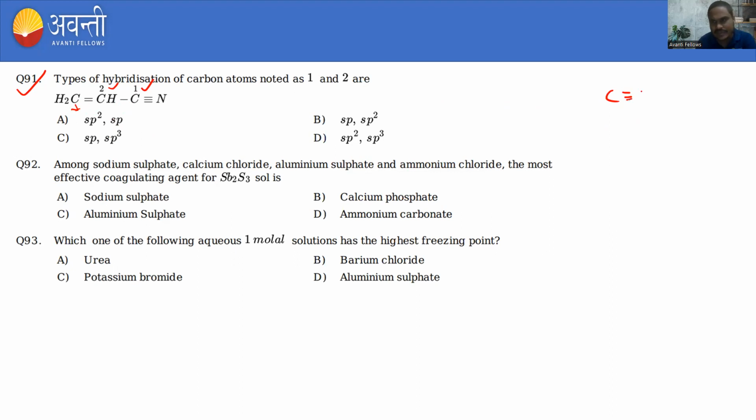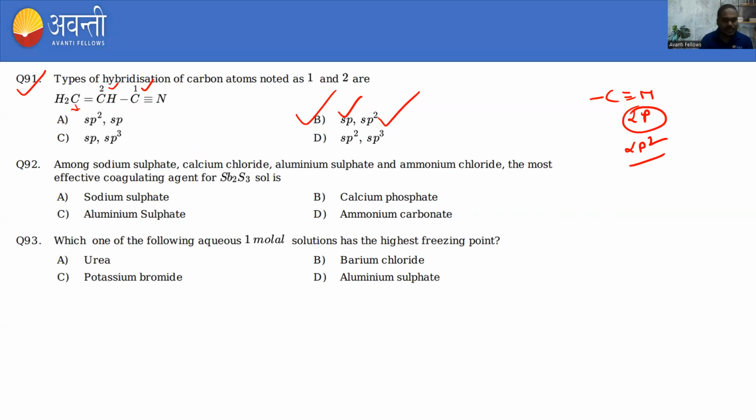So in 1 we have a triple bond to N, so it has one sigma bond here and one sigma bond there. So two sigma bonds means sp. And carbon 2 has one sigma bond here, one sigma bond here, and one sigma bond with hydrogen. So they have three sigma bonds, so we can say sp2. How will you calculate the sigma bonds? Because in a triple bond only one sigma bond is present, while two pi bonds are present. So only two sigma bonds means sp, and if you have three sigma bonds, then sp2. So the correct option is B.